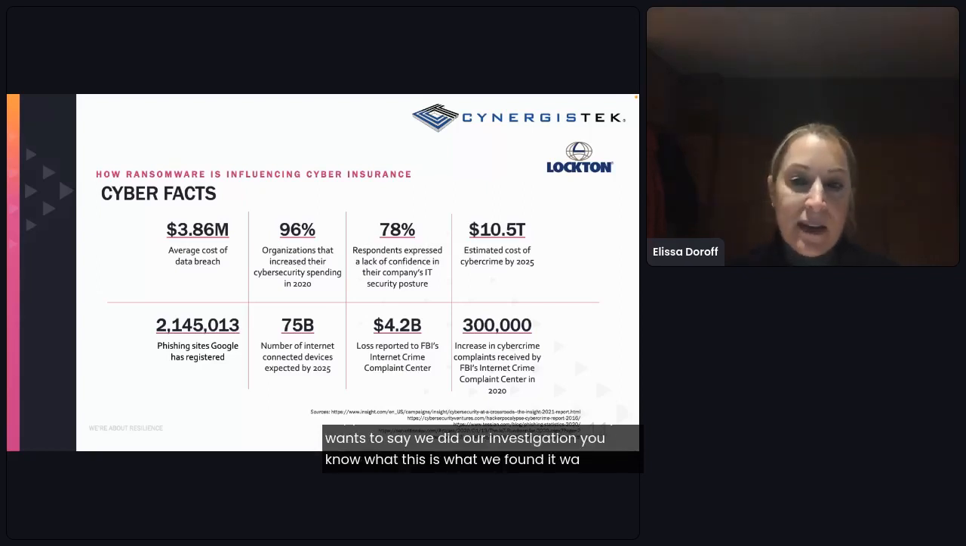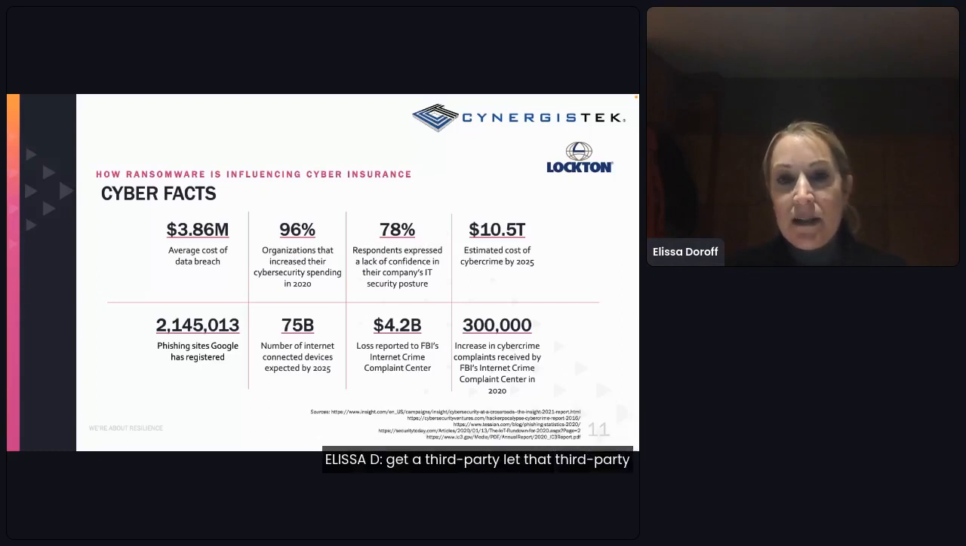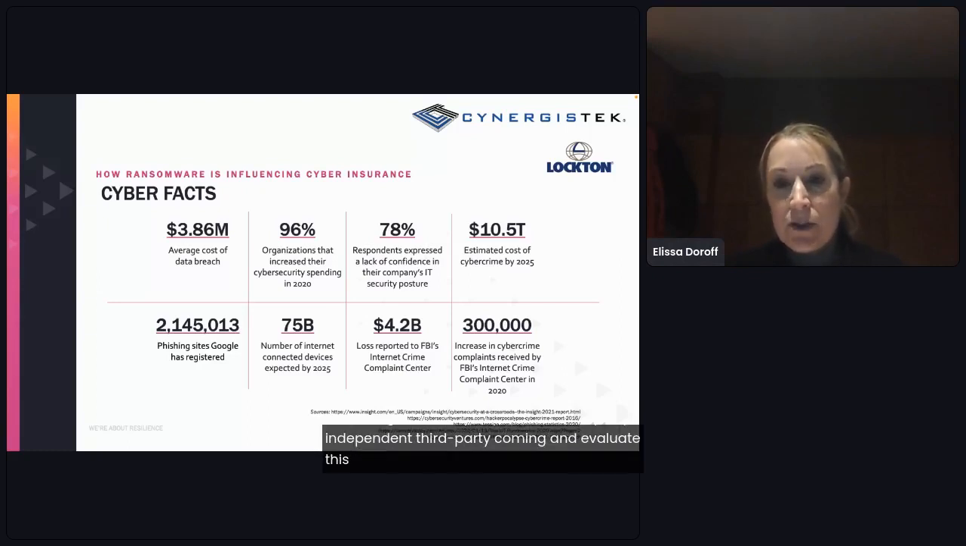And the number one thing I say is, please get a third party. Let that independent third party come in and evaluate the situation. When you have an incident, your IT department, more often than not, definitely not on purpose, something happened, and it was most likely their vulnerabilities that allowed it to happen. So it's really important that an external independent third party comes in and evaluates the situation.